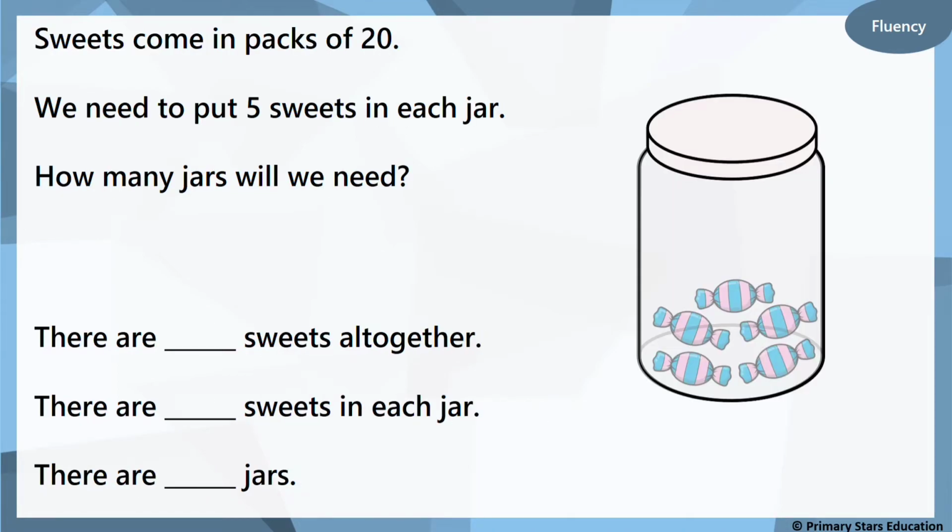Let's try another one. Sweets come in packs of 20, and we need to put five sweets in each jar. How many jars will we need? So we know that we have 20 sweets altogether, and we know that there are five sweets in each jar. So how many jars will there be? Pause the video, see if you can work this one out. With this, it is a lot easier if you're using paper and pencil, or if you have things to move around. That would be great. There are four jars.